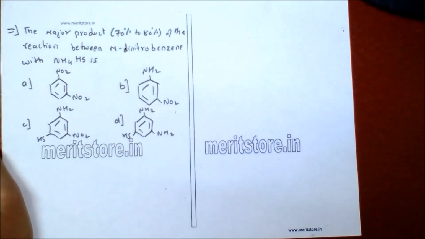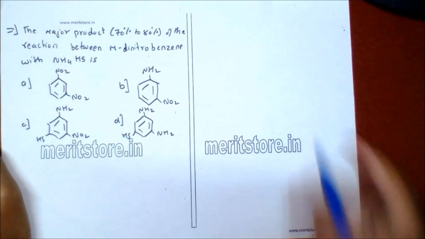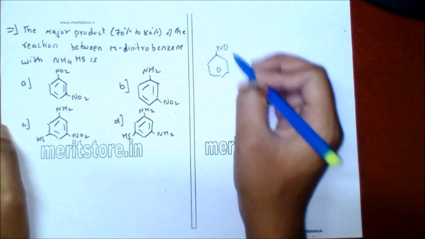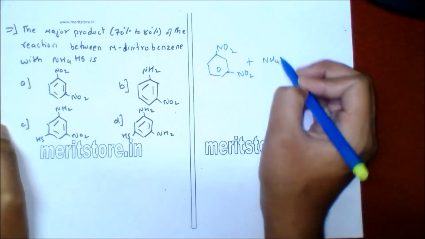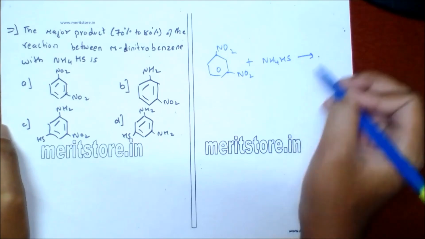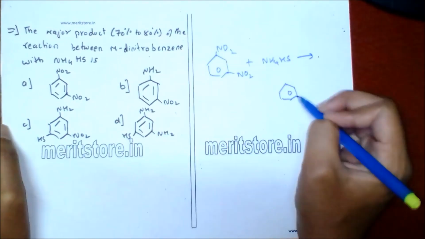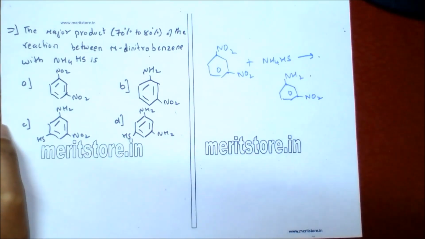The major product, that is 70 to 80%, of the reaction between meta-dinitrobenzene with NH4HS is? When meta-dinitrobenzene reacts with NH4HS, there will be formation of 3-nitroaniline. There will be reduction of one nitro group. So option B is the correct answer.